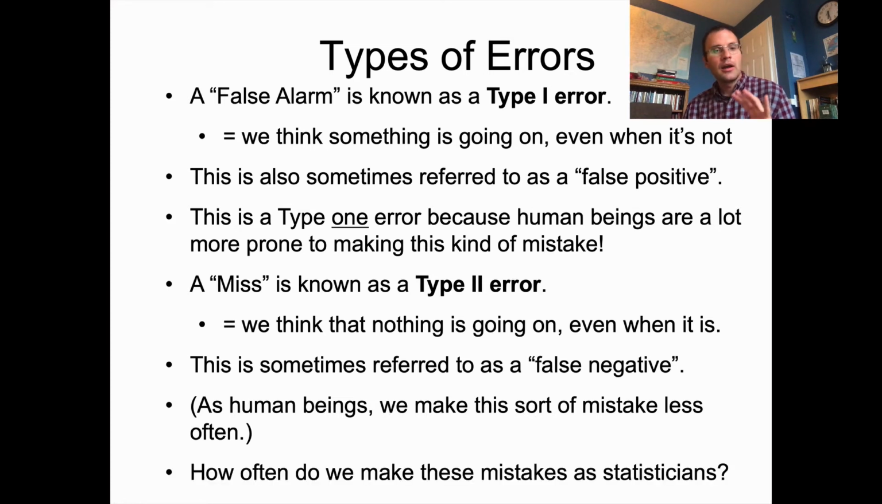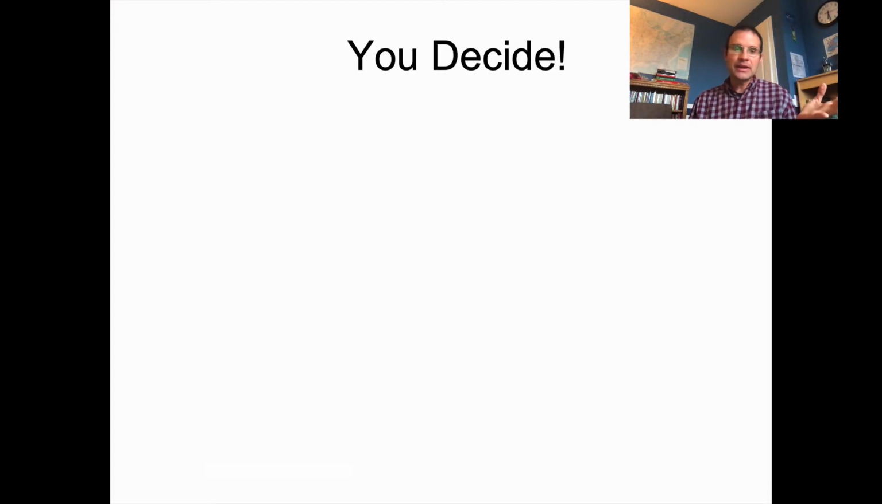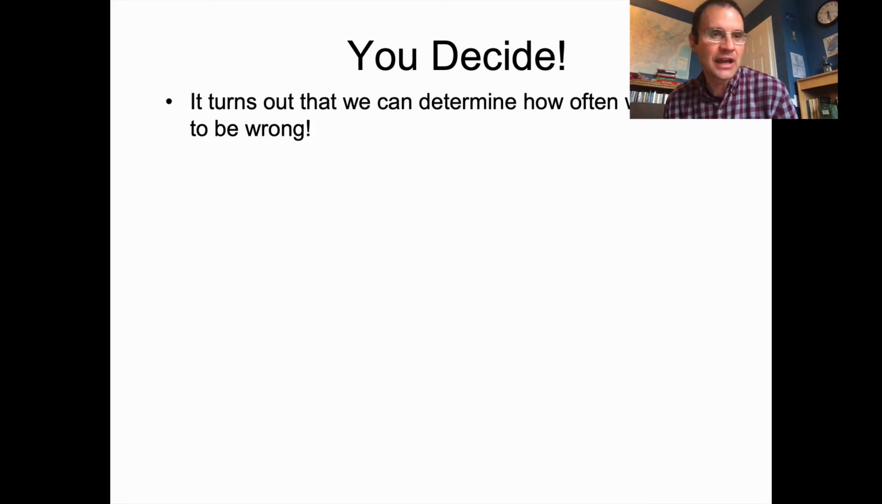So the question I want to pose to you now, or at least have you think about, is how often are we going to make these mistakes as statisticians? And it turns out that we can actually decide how often we want to make each type of mistake. So we can determine how often we're willing to be wrong.